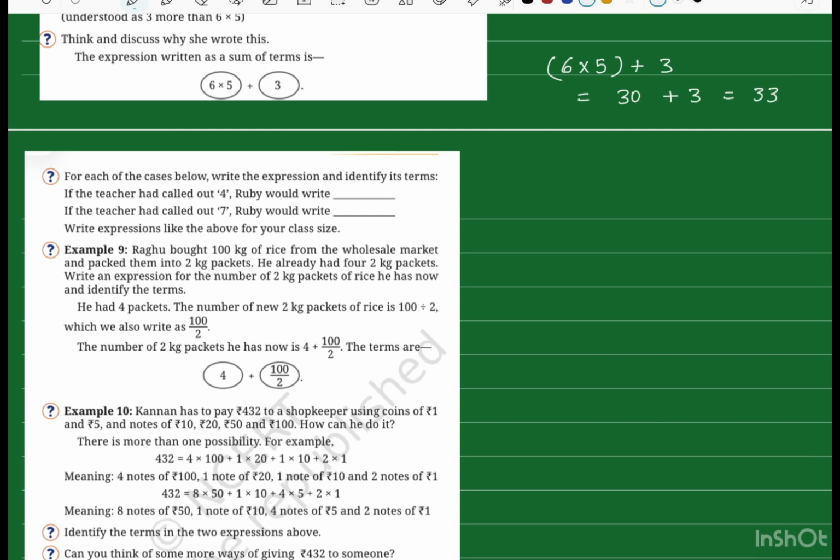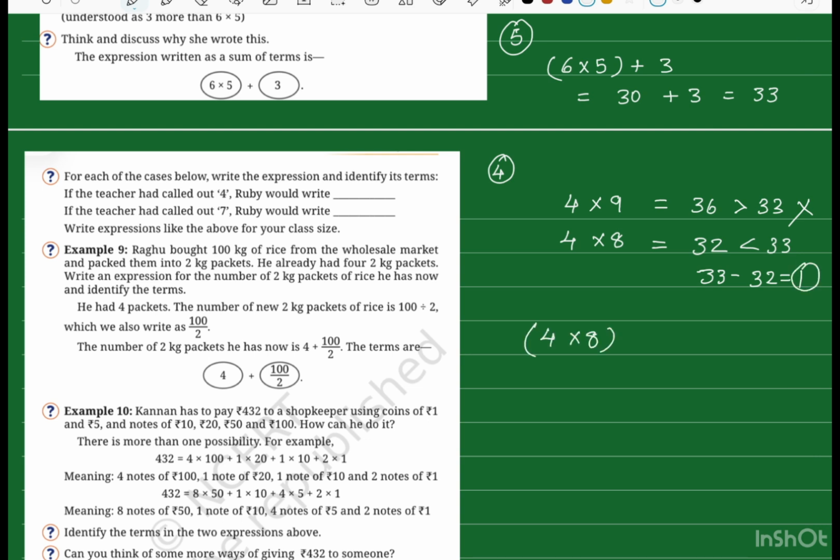If the teacher had called out 4, Ruby would write 4 times 9, that is equal to 36, which is greater than 33. So, 9 groups are not possible. So 4 times 8 we have 32, that is less than 33. So we can group the children in fours in 8 groups and the remaining children is 1.